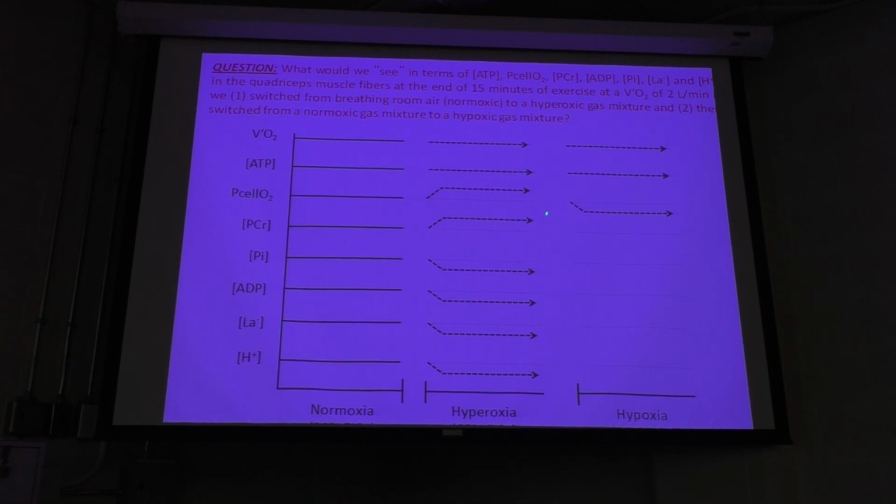Consequences of that are going to be more degradation of phosphocreatine, which has what consequence on intracellular PCR levels? They're going to be lower after 15 minutes. Inorganic phosphate levels will be higher or lower compared to the normoxia condition? Higher. ADP levels will be higher or lower? Again, ADP is a stimulus to glycolysis. Lactate levels will be higher or lower?